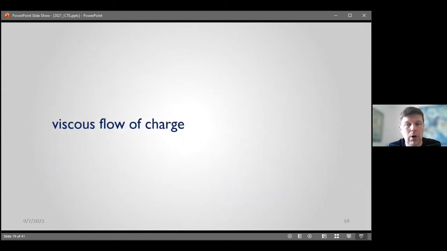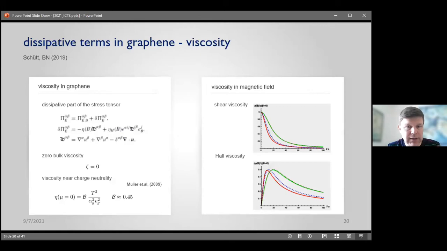Now, once we start introducing dissipation, then of course we want to introduce viscosity. So viscosity is introduced here in exactly the same way as in conventional hydrodynamics. Namely, you take the stress tensor's dissipative part, and you take it as linear in the gradients of velocities, right? And the specific form of this correction is governed by symmetry. So in 2 dimensions, that's this combination of gradients that you have here, with eta being the shear viscosity and eta h being the Hall viscosity.